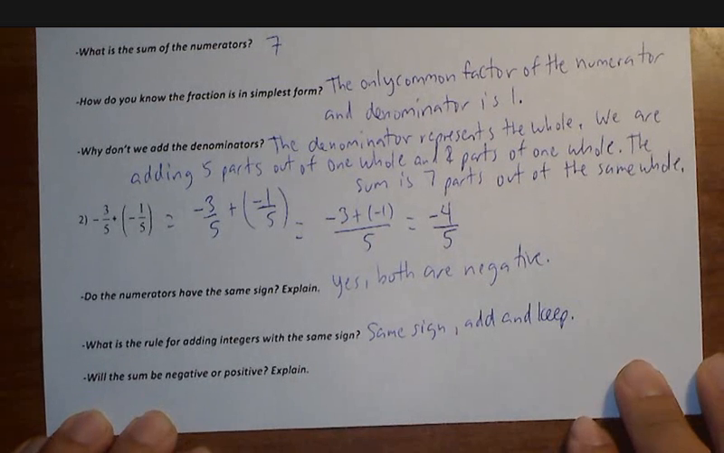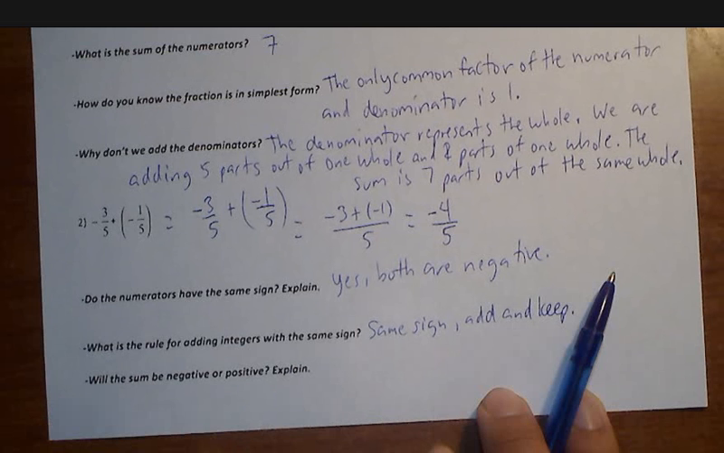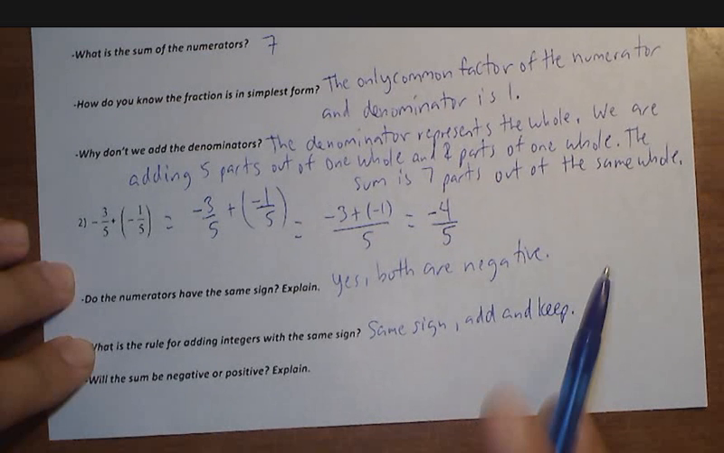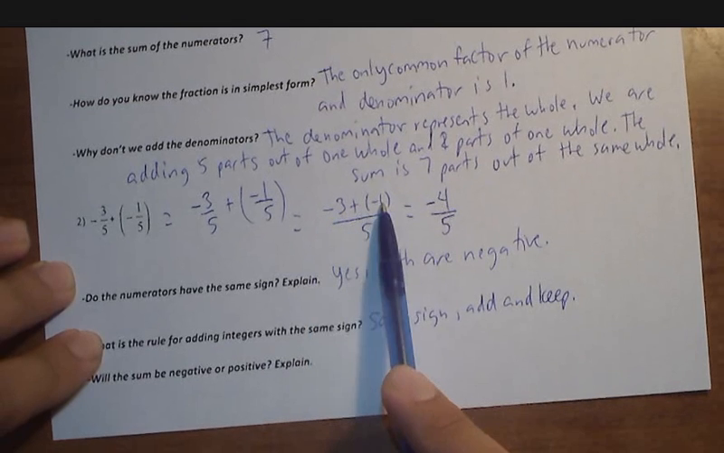The last question says, will the sum be negative or positive? Explain. Well, it's going to be negative because both of the addends are negative. So because I'm adding a negative number to a negative number, the answer is going to be negative.